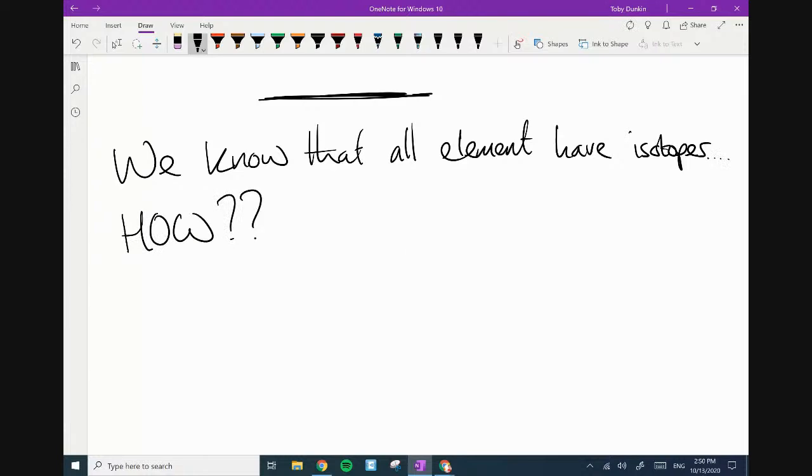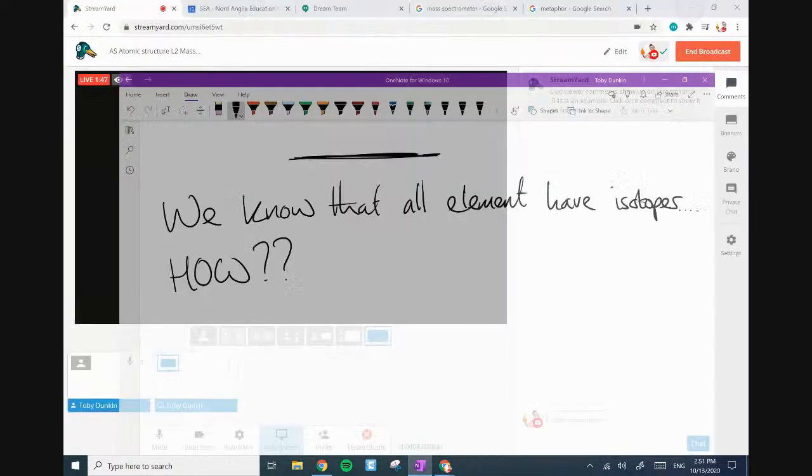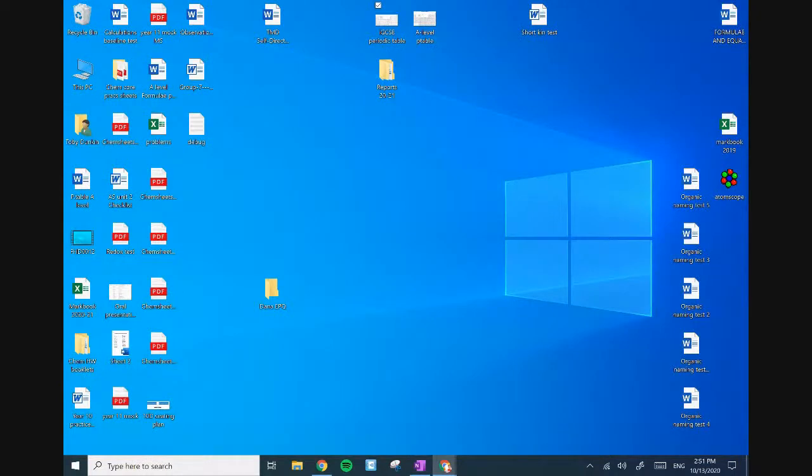So this is where I get to do a little bit of history in terms of mass spectrometry, trying to explain to you guys how exactly this was discovered. And I've got some old files here, which is quite nice. This is me going back in time to way, way earlier lessons.